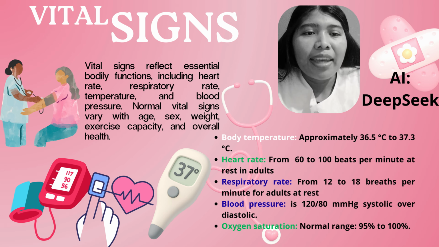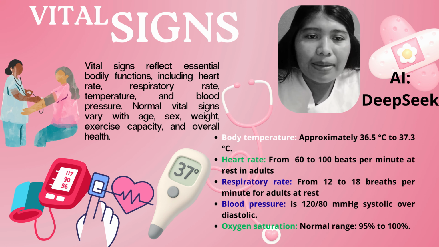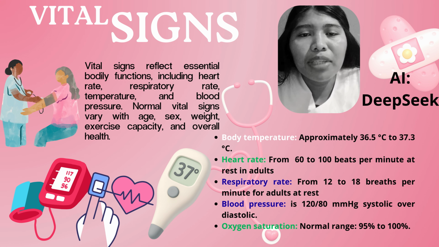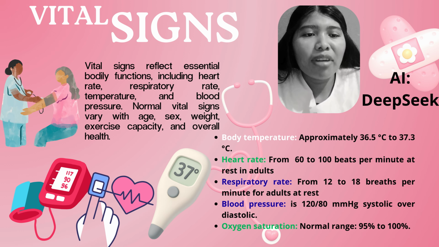Body temperature. It measures the body's internal heat, the balance between heat production and heat loss, approximately 36.5 degrees Celsius to 37.3 degrees Celsius. Heart rate, the number of beats per minute reflecting cardiovascular function, 60 to 100 beats per minute in adults. Respiratory rate is the number of breaths per minute reflecting lung function, from 12 to 20 breaths per minute for adults at rest.